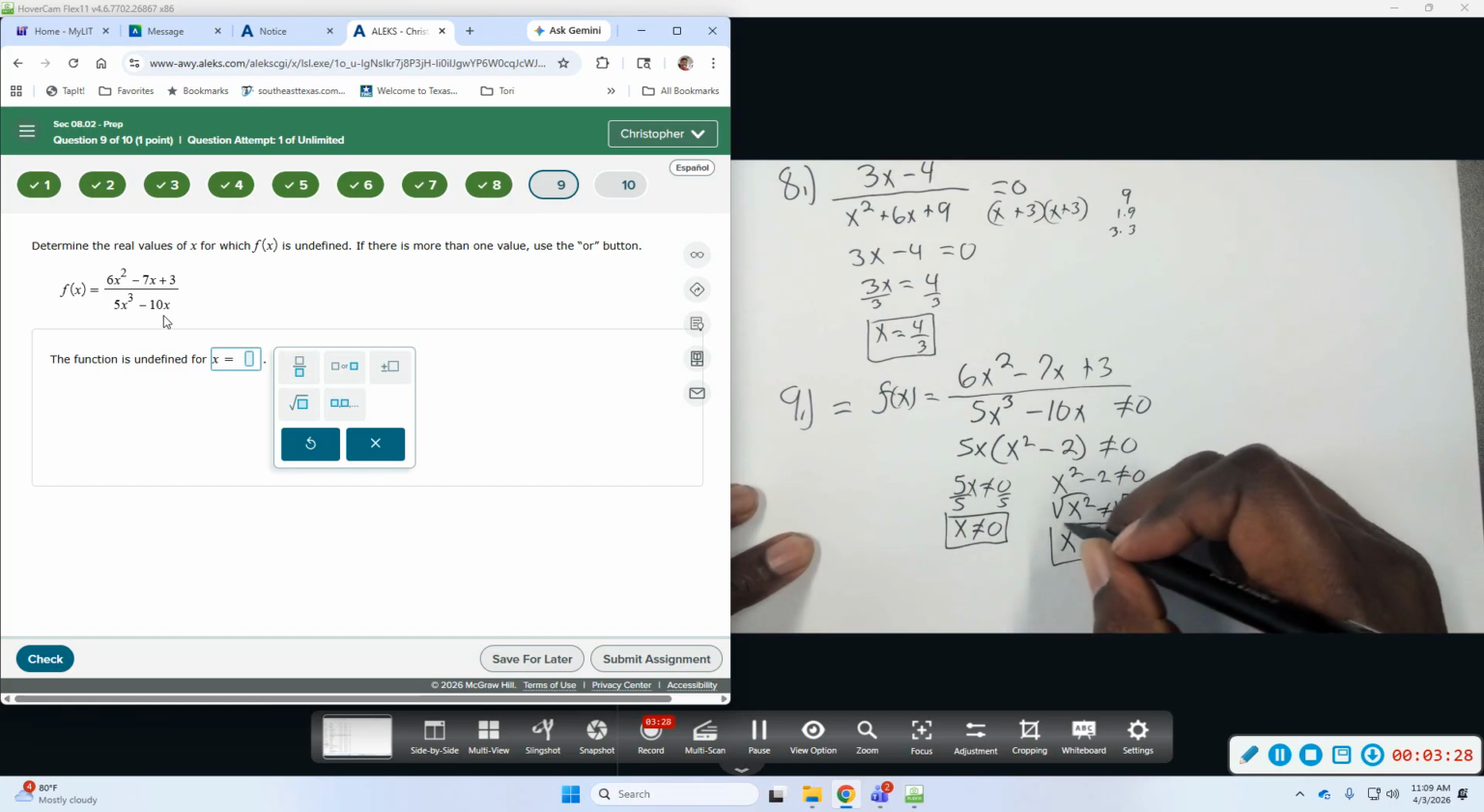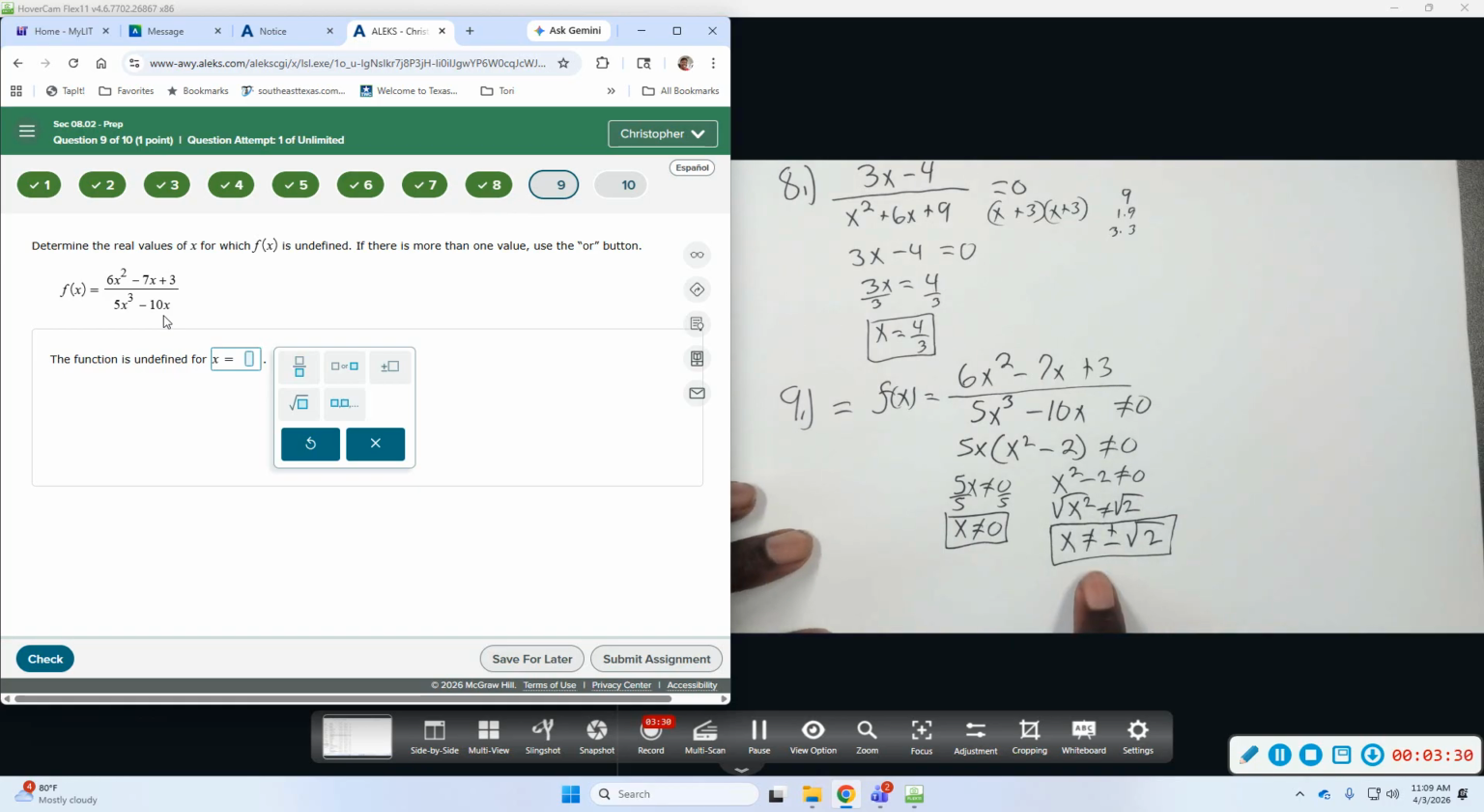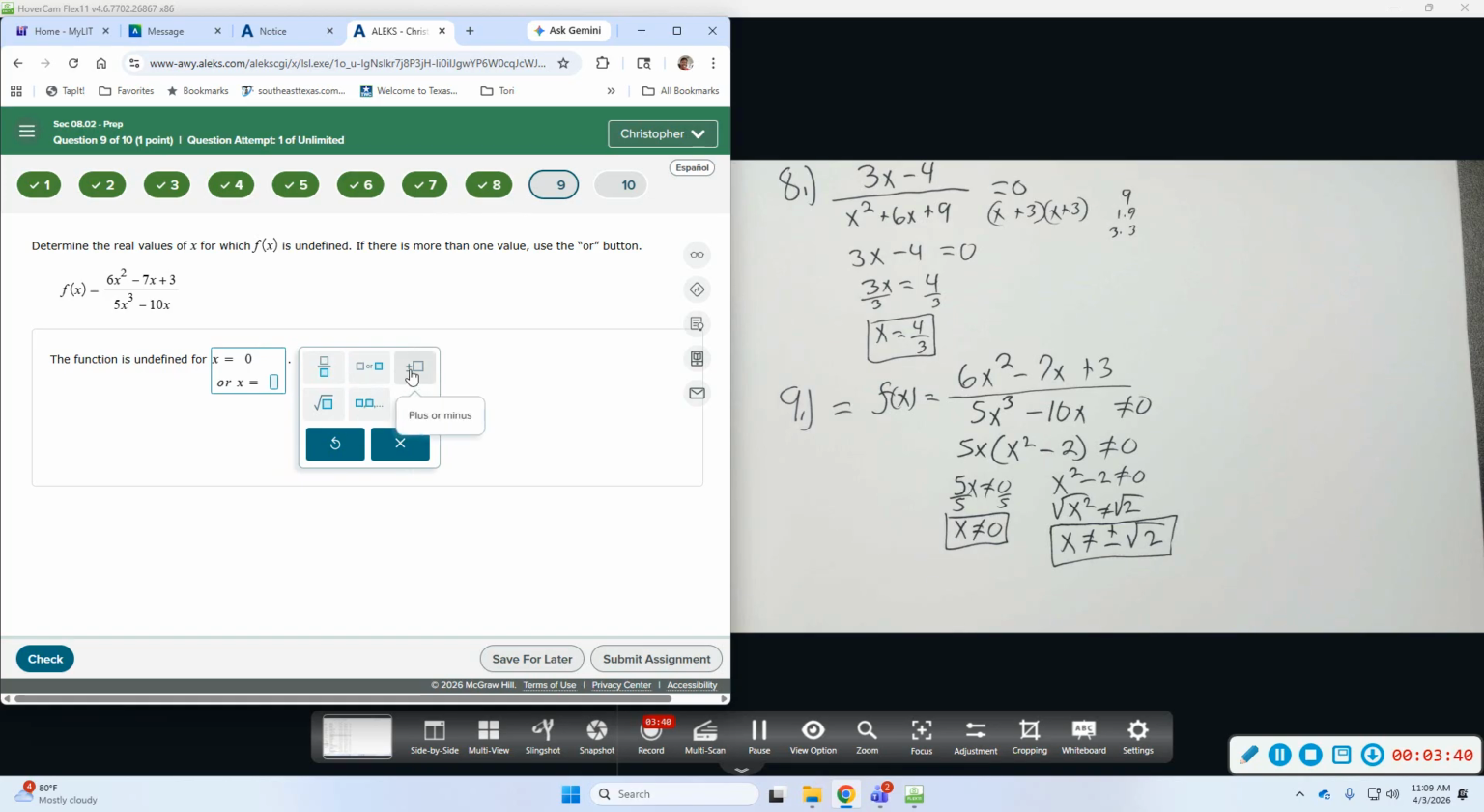So we get 3 answers that will give us a 0 in the denominator. So we're going to do 0 or, and will it let me do the positive or negative here? Positive and negative square root of 2. So there's 3 answers altogether.